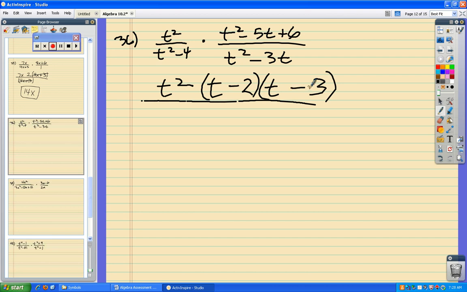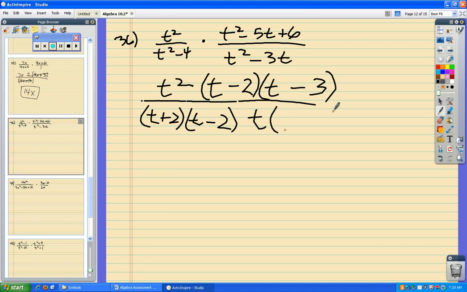Okay, that's good. On the bottom, this t squared minus 4 has nothing in common, but yes, it has two sets of parentheses we can factor. First terms, okay? Last terms give me a negative 4: plus 2, minus 2. This one, the first type of factoring is always what they have in common. Good. They have a t.